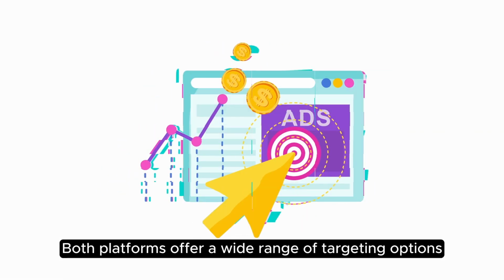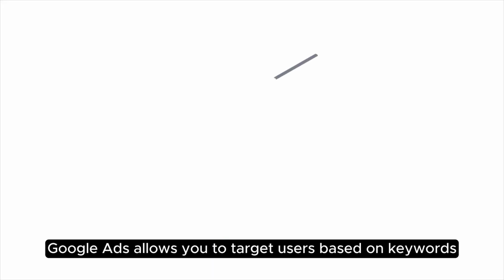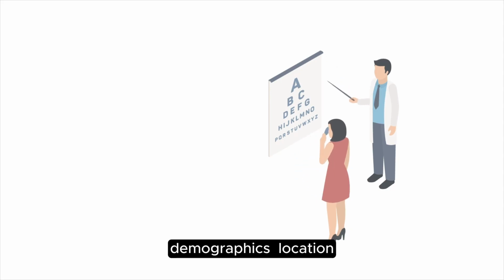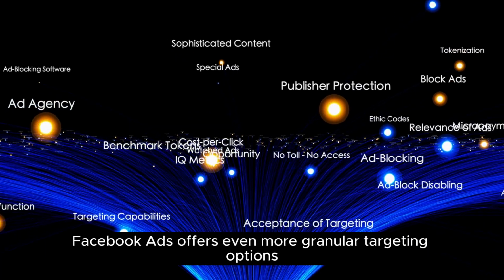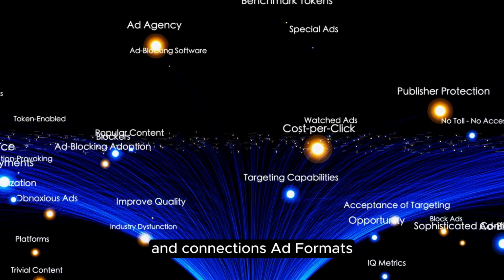Targeting options. Both platforms offer a wide range of targeting options, but they differ in their approach. Google Ads allows you to target users based on keywords, demographics, location, and interests. Facebook Ads offers even more granular targeting options, such as interests, behaviors, and connections.